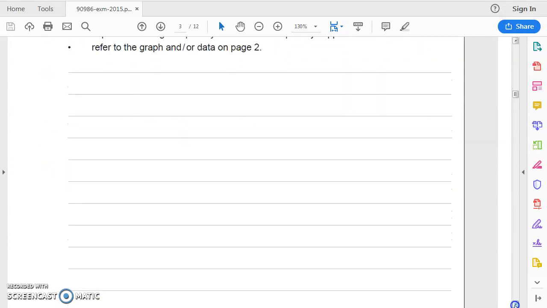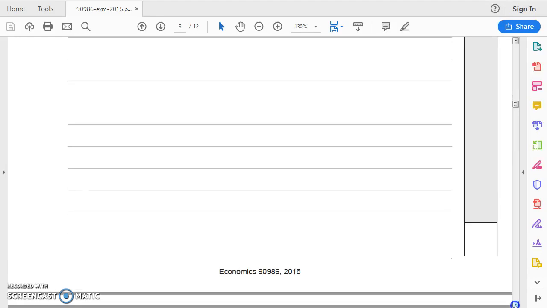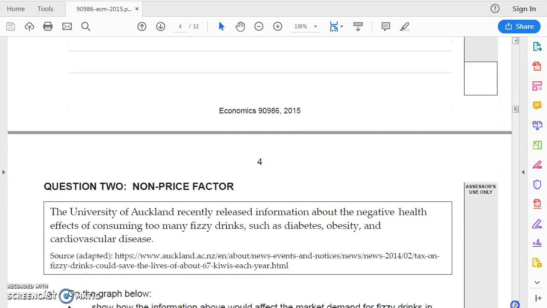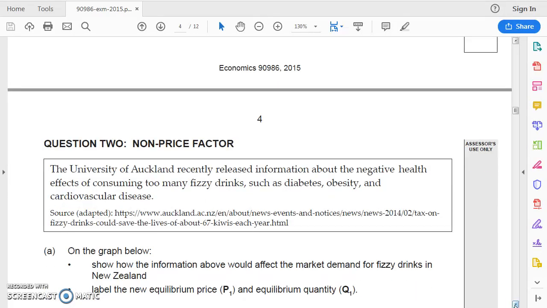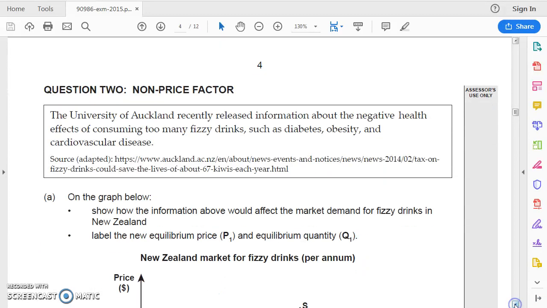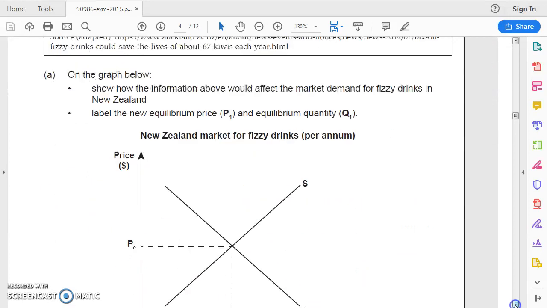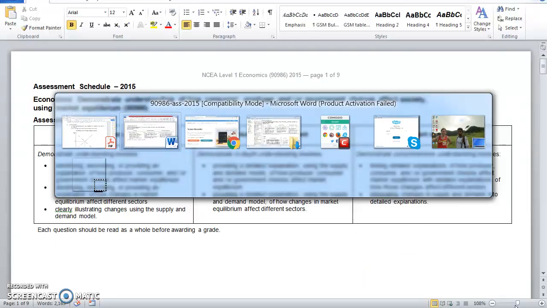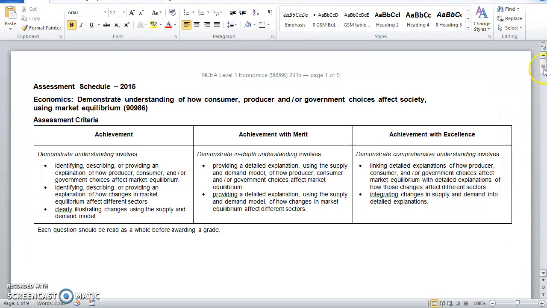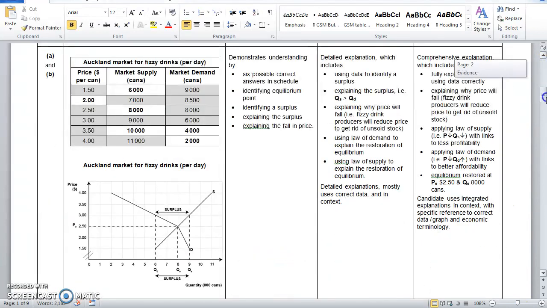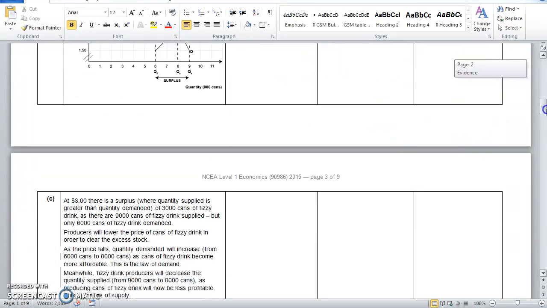So on to the next question, which is a change in, well, it says non-price factor. So it doesn't actually tell you, it says would affect the market demand, so it does tell you it's demand. You're supposed to read this about fizzy drinks being bad for you, basically, and work out what's going to happen to demand. And it's going to decrease. So you can check this out in the answers. If you don't know how to find the answers, please ask your teacher to show you, or just come ask me on Monday, although I think that's a bit late.